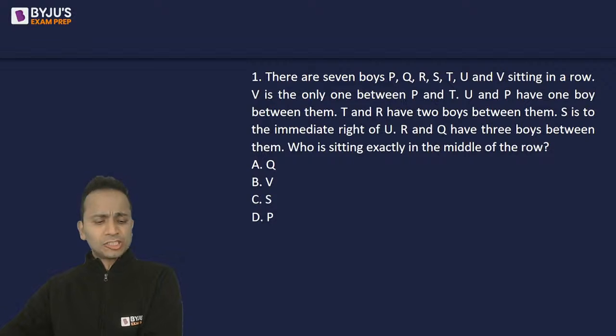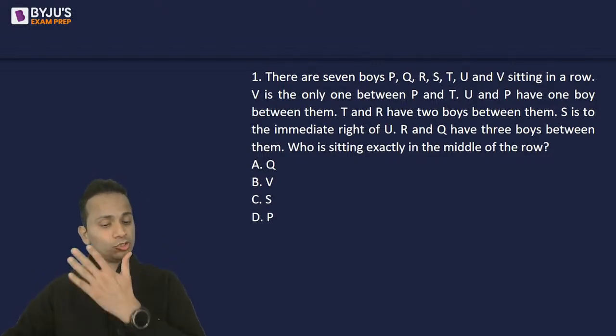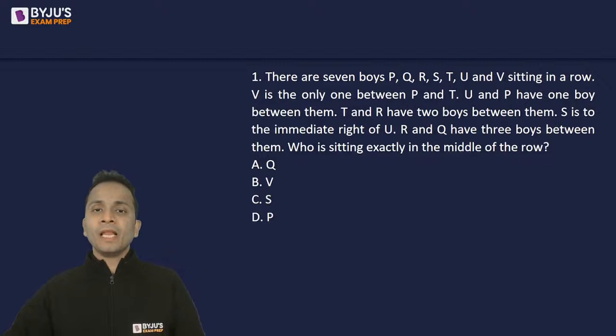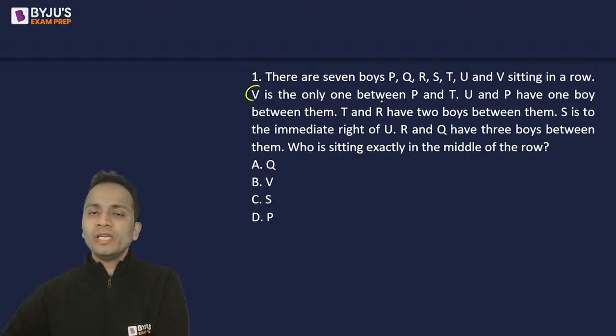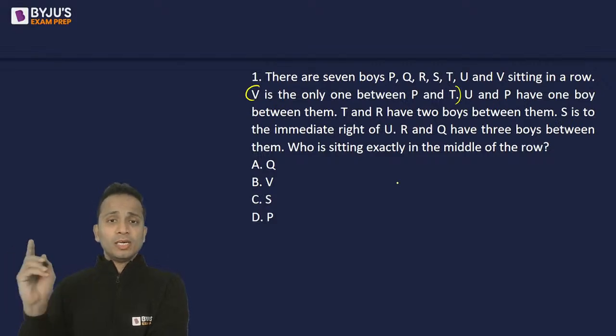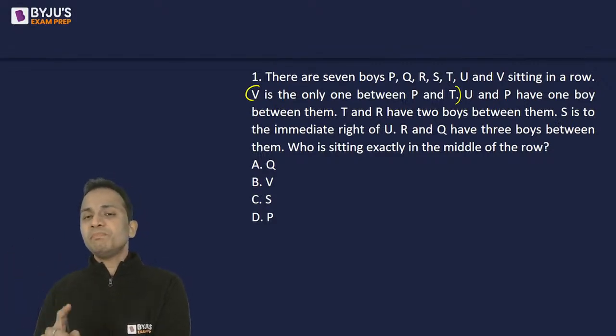Okay, so let's start solving. Meanwhile, I hope all of you must be on the verge of completing this arrangement. So let's begin with this. Now, there are seven boys, P, Q, R, S, T, U, and V. V is the only one between P and T.